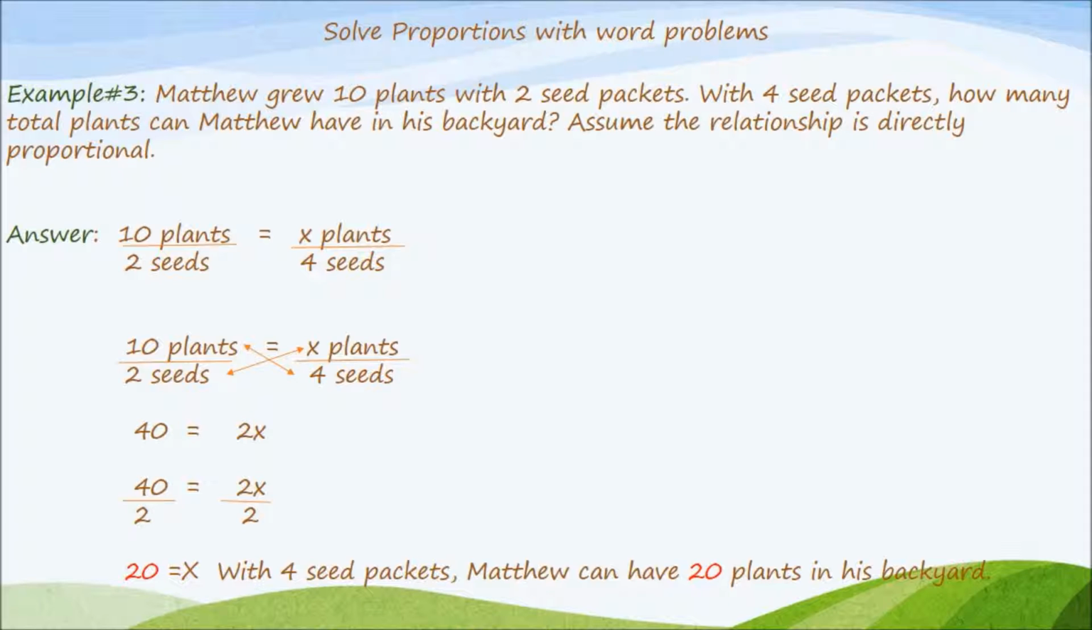Let's cross multiply. We're going to take 10 times 4, which is equal to 40. Next, we're going to take 2 times X, which is equal to 2X. Now, let's divide both sides by 2. So we have 40 divided by 2, and we have 2x divided by 2. So we have 20, which is equal to x, or x is equal to 20. They mean the same thing. Okay, now let's conclude then. With 4 seed packets, Matthew can have 20 plants in his backyard.